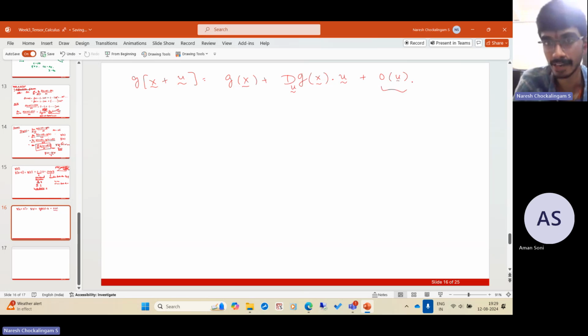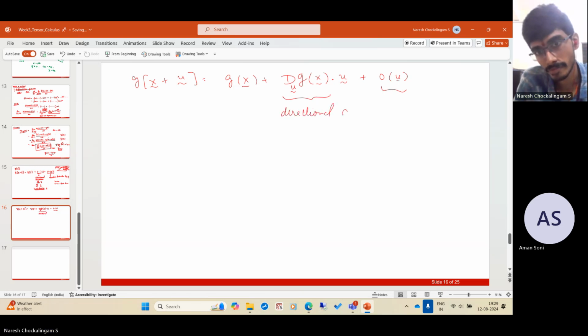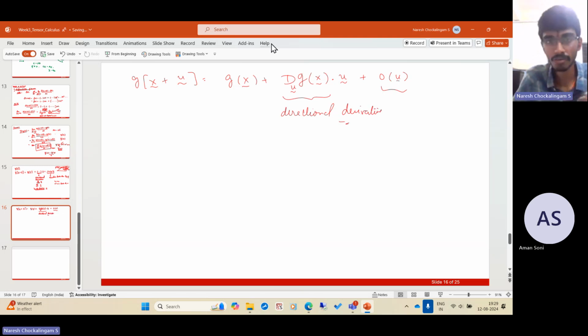Now these terms will vanish faster. They are higher order. Higher order means they go to 0 faster than u itself. Now this by definition is the directional derivative. So this directional derivative is a fundamental concept that is very important for linearization.